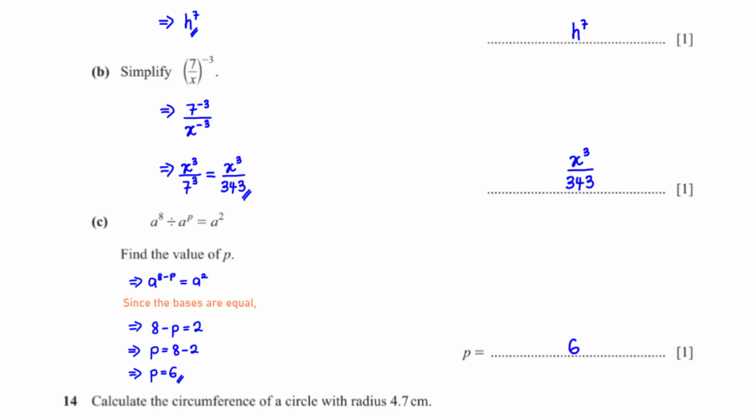a raised to the power 8 divided by a raised to the power p equals a squared. Find the value of p. Since these two have the same base and they are dividing, their powers subtract. So we have a raised to the power 8 minus p. Since the bases are equal on both sides, then their powers should also be equal. So we have 8 minus p equals 2. When we make p the subject, we have p equals 8 minus 2. 8 minus 2 is 6.